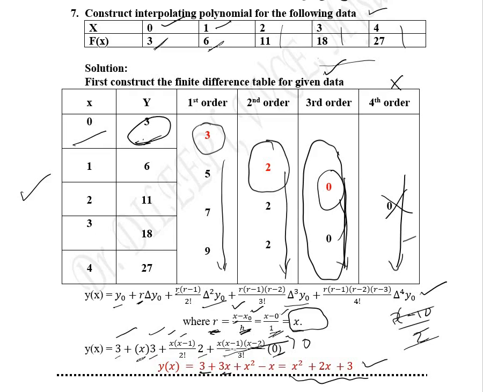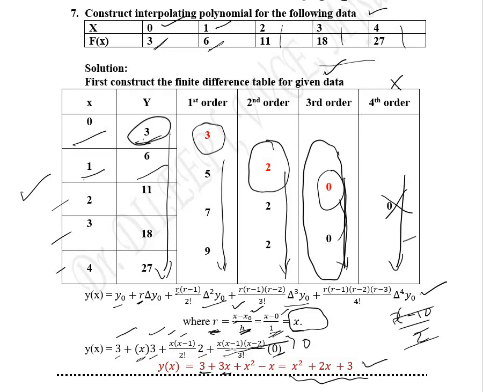To check one more value, replace x is equal to 1 in the polynomial. What happens? 1 plus 2 plus 3, you will get 6. Similarly, you can replace with 2, 3, 4. You can verify all the values. You will get the given y values. So this is another procedure of construction of interpolating polynomial.